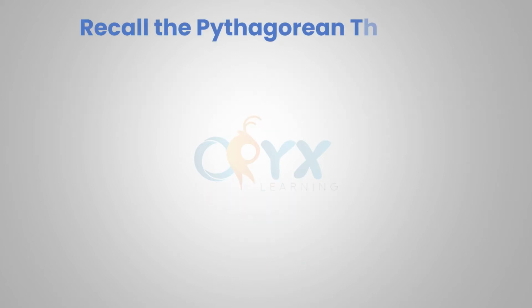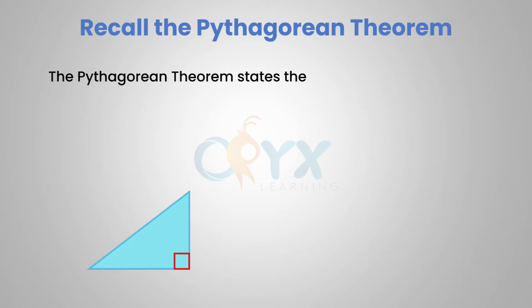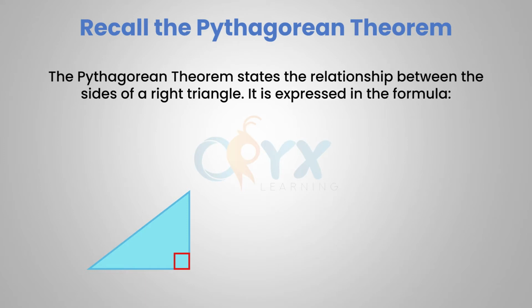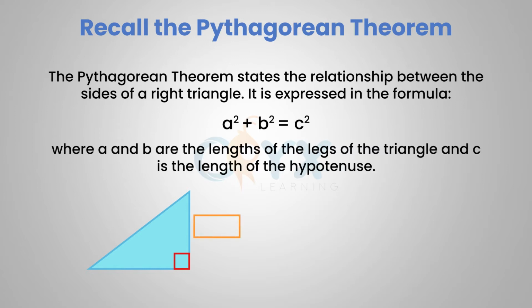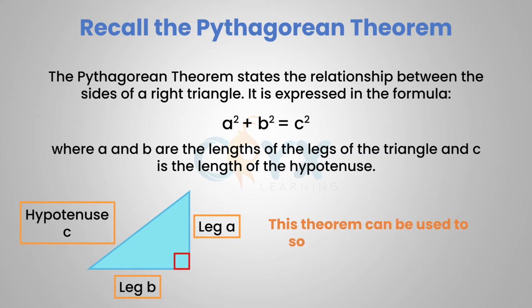Let's recall the Pythagorean Theorem. The Pythagorean Theorem states the relationship between the sides of a right triangle. It is expressed in the formula a squared plus b squared equals c squared, where a and b are the lengths of the legs of the triangle and c is the length of the hypotenuse. This theorem can be used to solve many real-world problems, as we'll see in the next couple slides.